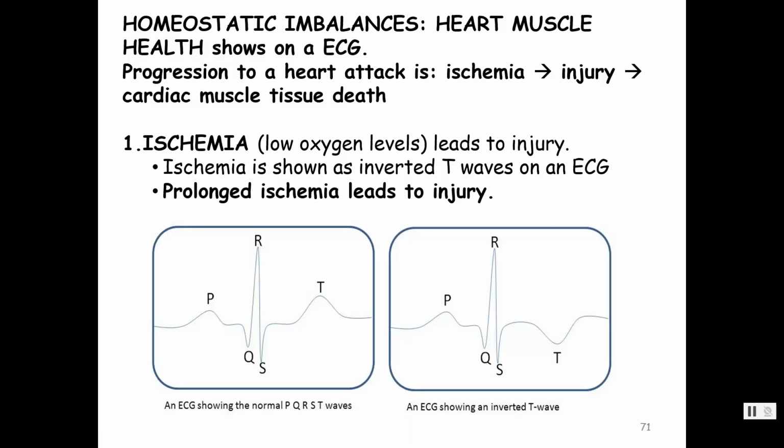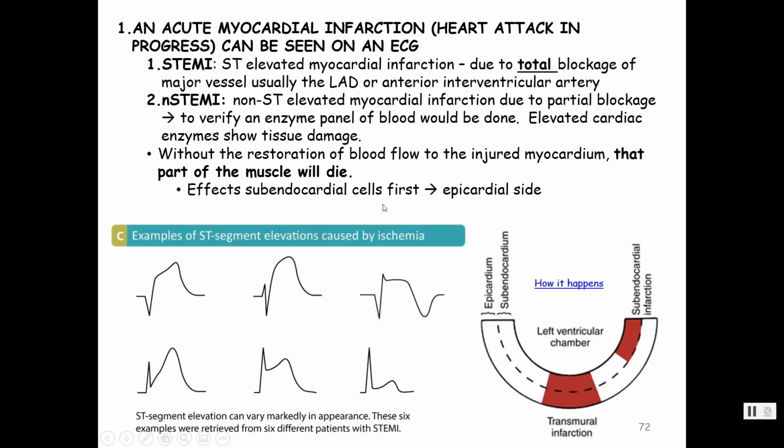the coronary circulation. But keep in mind, prolonged ischemia leads to injury because cardiac muscle relies on aerobic respiration to make ATP. So you can go from ischemia to injury. So an acute myocardial infarction, a heart attack in progress, can also be seen on an ECG.